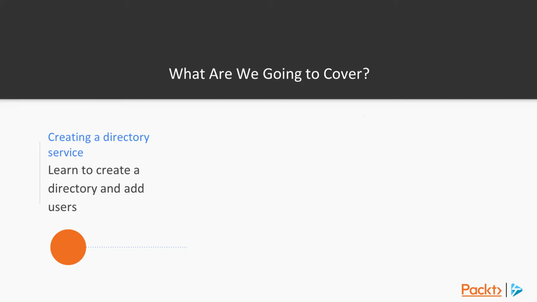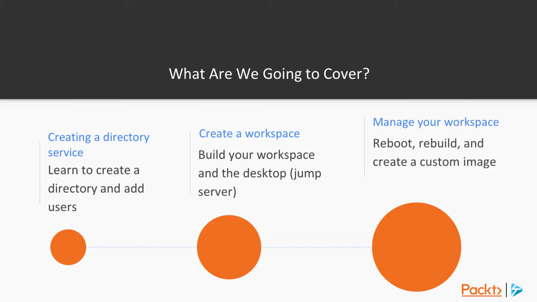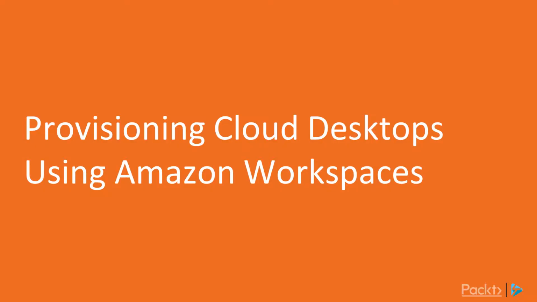Now let's see what we are going to cover in this section. First, we are going to create a directory service and add users to it. Then we are going to create the workspace and connect it with the directory service that we have just created. Also, we are going to build a jump server in the workspace to enable people to use it to access the private VPC. Finally, we are going to have some tips and tricks about how to reboot, rebuild, and create a custom image of the workspace.